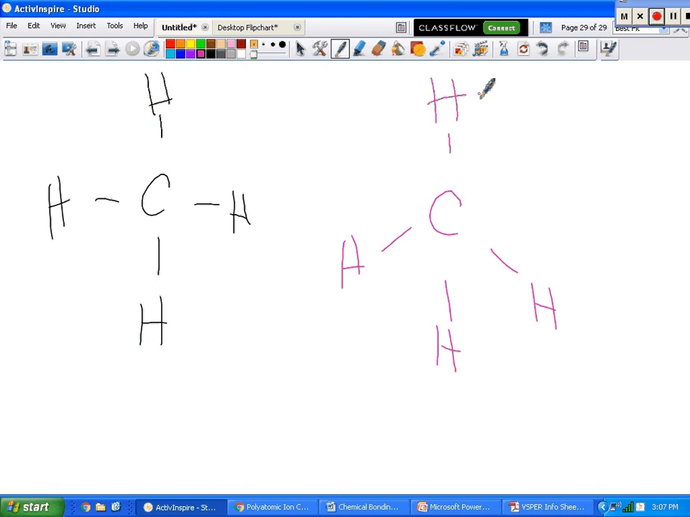So whenever we get to start drawing different molecules, you will have to recognize that this has what kind of shape? Tetrahedral. Okay? And I'll ask you, what is the name of the shape of that molecule? And you'll have to say tetrahedral. Not only will you have to know the name of the shape, what is the bond angle of this molecule? Bond angle. 109.5.